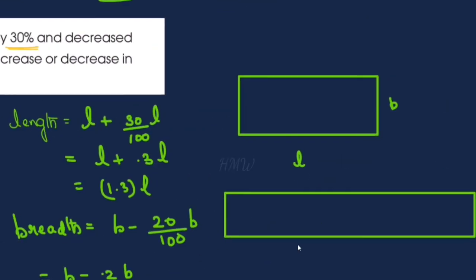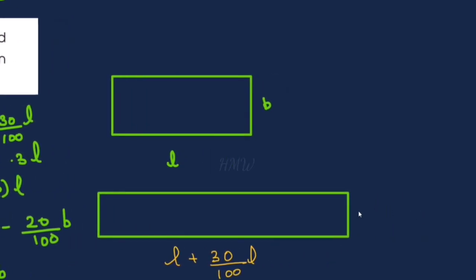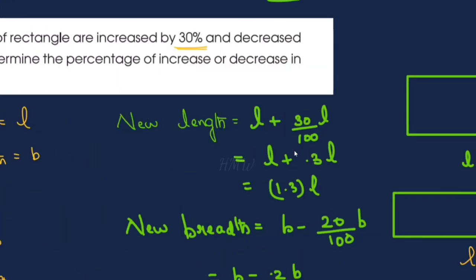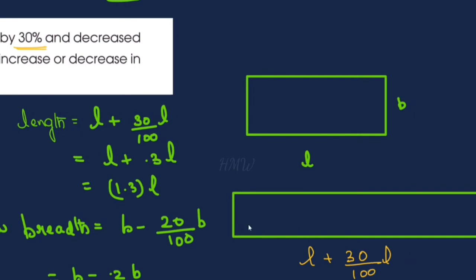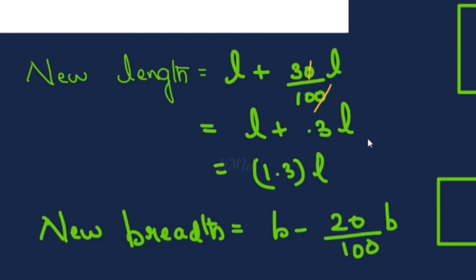The original length is L. The new length is L plus 30 by 100 of L, since it is increased by 30%. And the breadth is decreased by 20%, so the new breadth will be the original breadth B minus 20 by 100 into B. So the new length is L plus 30 by 100 of L, that is L plus 0.3 L. We can take out L outside, so it is 1 plus 0.3. So the new length is 1.3 L.